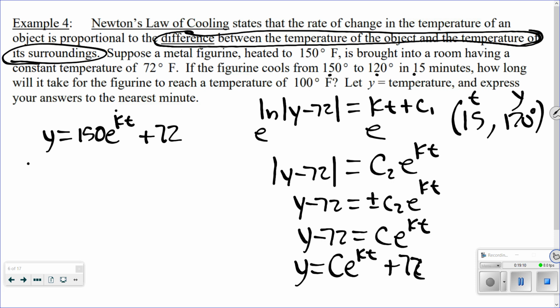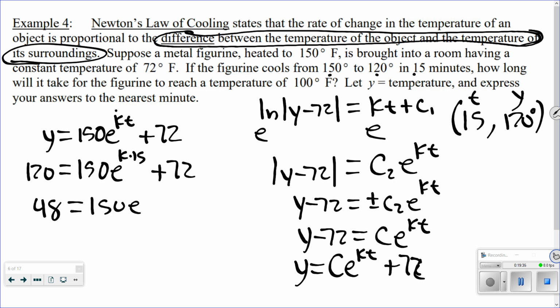I'm going to plug 120 in for Y. So I have 150 e to the k times 15 plus 72. Okay, so let's see if we can get that. I can minus the 72 over here. We're going to go 120 minus 72 is 48 equals 150 e to the 15k. Divide by 150.